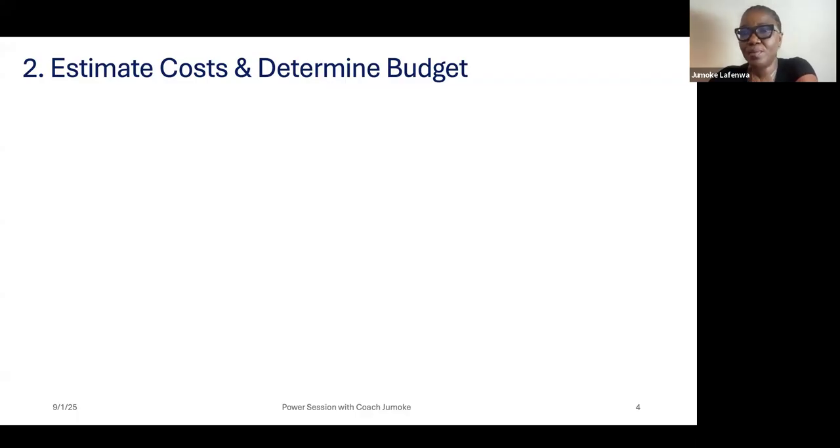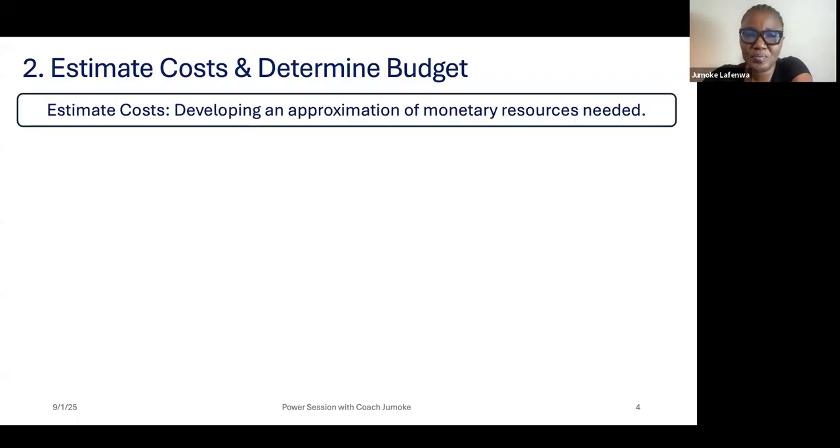Is it per week? Is it per day? Is it per month? When you have that, then you aggregate. Aggregation of the individual estimates will give you the budget. So estimate cost is developing an approximation of monetary resources needed.